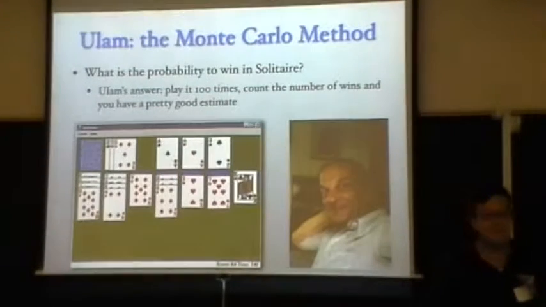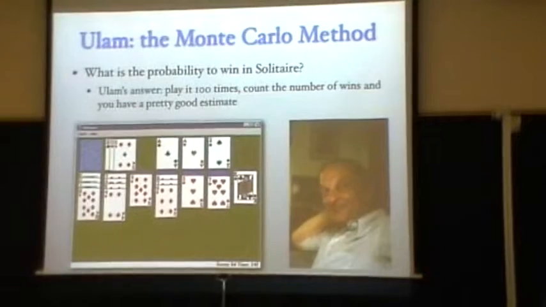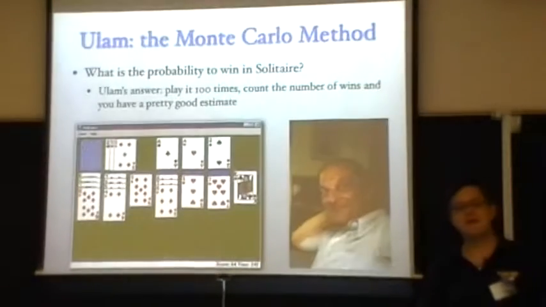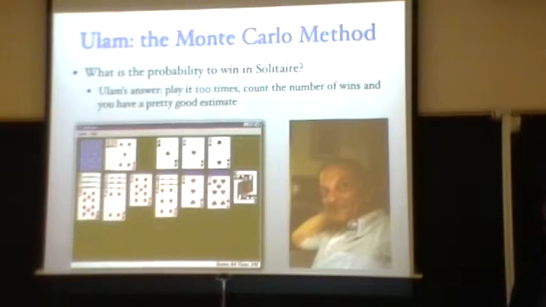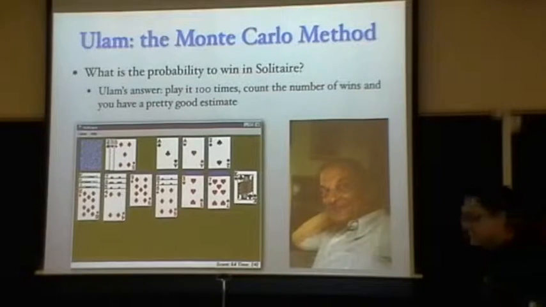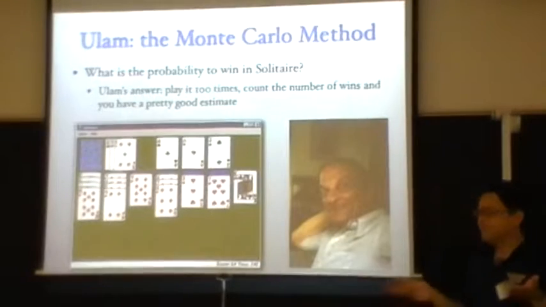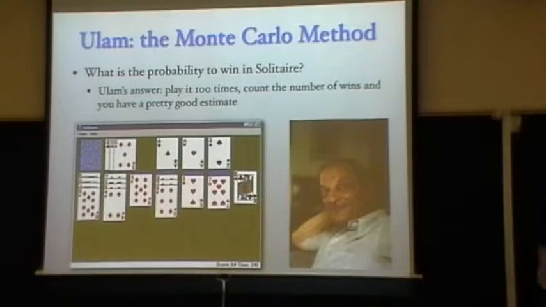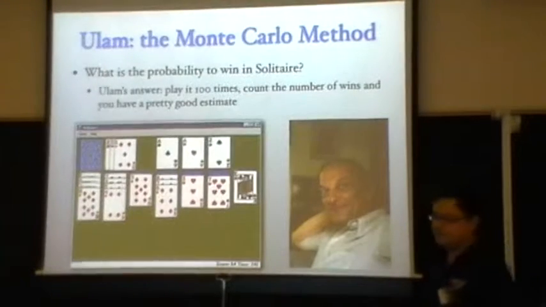But he was in bed, he was sick, he was bored, and he played it 100 times. He won 15 times. And so he knew that while he doesn't know the exact answer, it's somewhere around 15% just by playing it 100 times. That was the birth of the Monte Carlo method. When you can't enumerate all the possibilities, just take a small random sample.